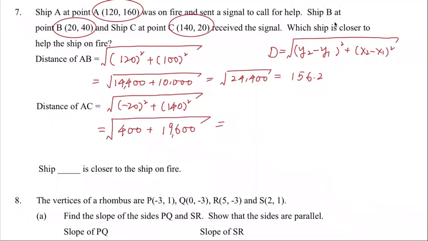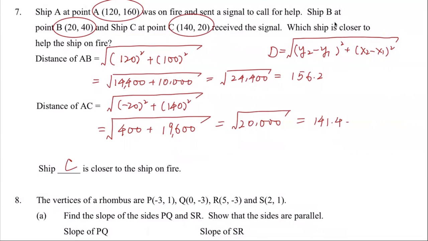Okay, so this is equal to 20,000. Right? The square root of 20,000 is equal to 141.4. Okay, so obviously AC is shorter than AB, which means shape C is closer to the shape on fire.